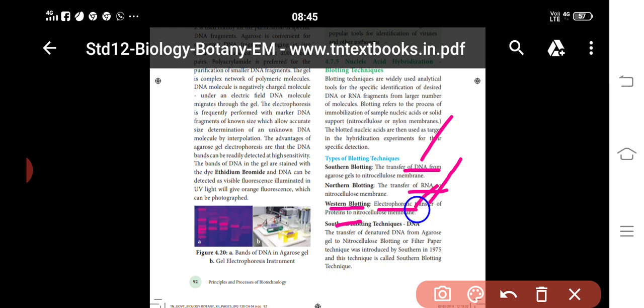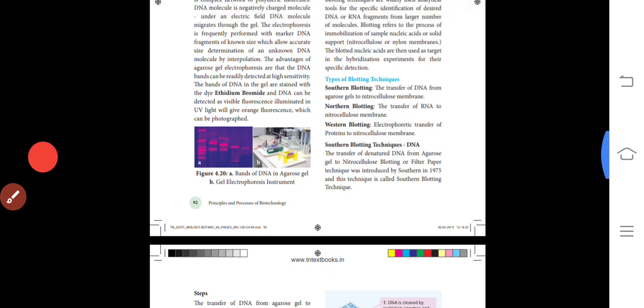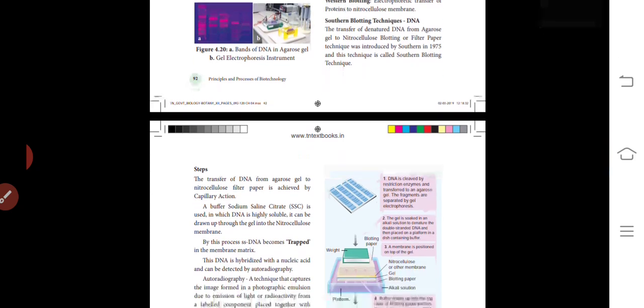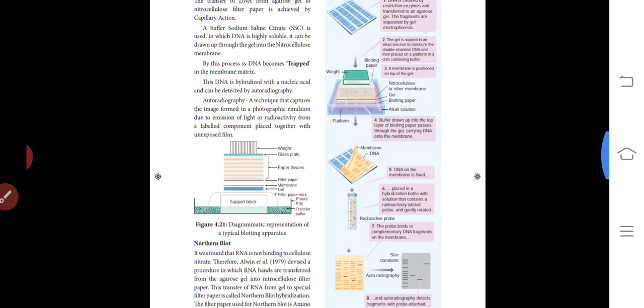So the application of an electric field, after the electric field. So first we learn about the Southern blotting technique. Southern blotting technique, DNA. The transfer of denatured DNA from agarose gel to nitrocellulose or filter paper technique was introduced by Southern in 1975. This technique is called the Southern blotting technique. So what are the steps involved in this Southern blotting technique?